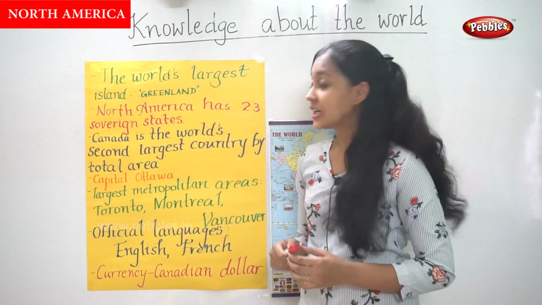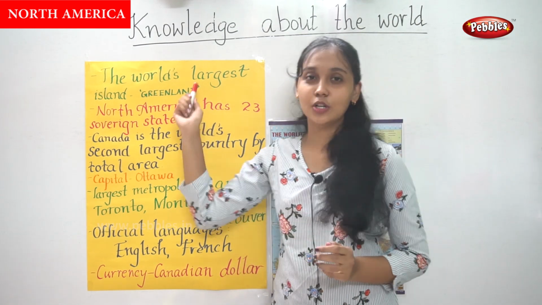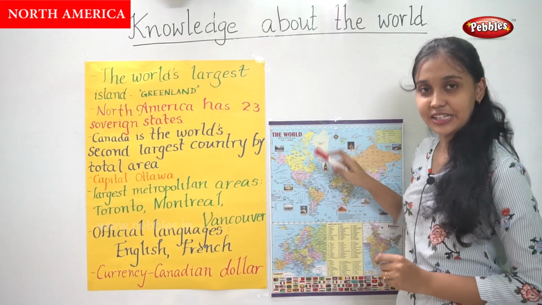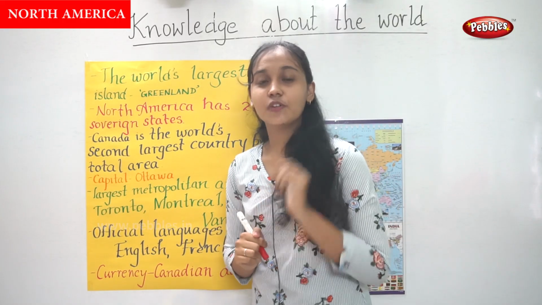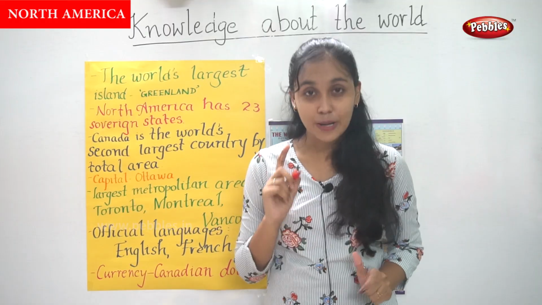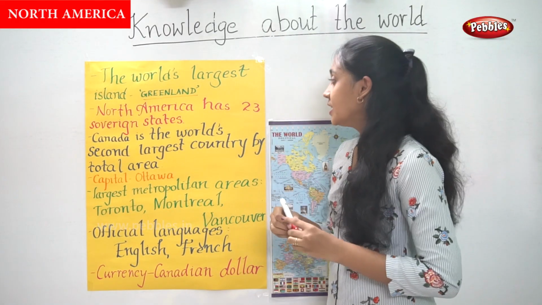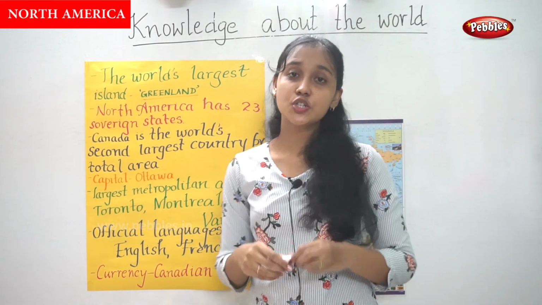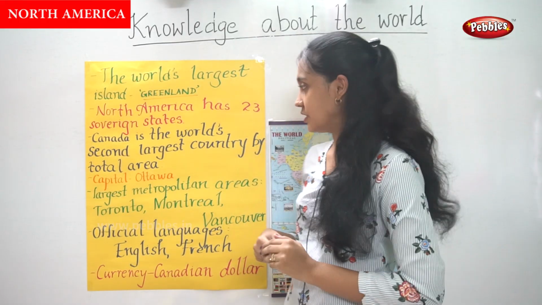So first, did you know the world's largest island, Greenland, belongs to North America? See, this thing is Greenland. It is the world's largest island. So if anyone asks you which is the world's largest island, remember it is Greenland. Then, to know in general, North America has 23 sovereign states. So that is something you need to know in general.